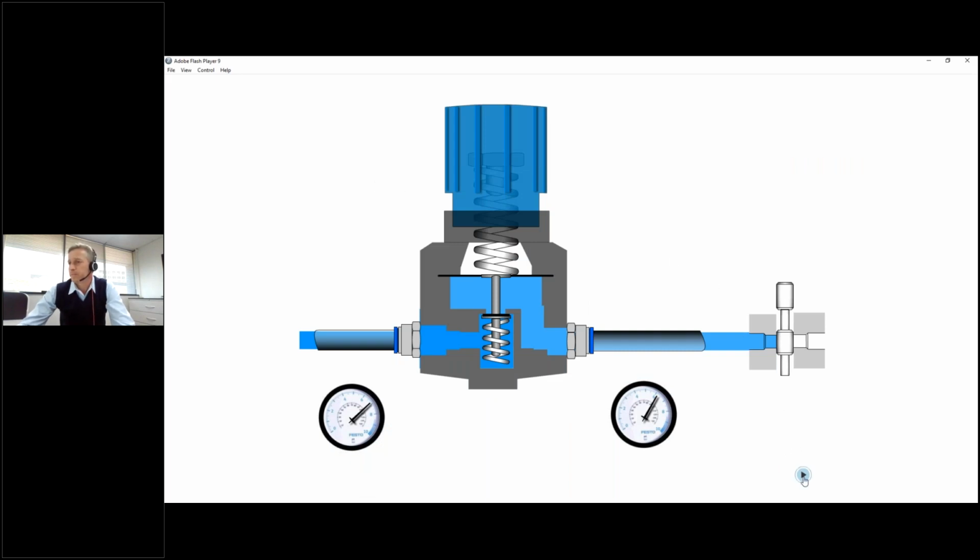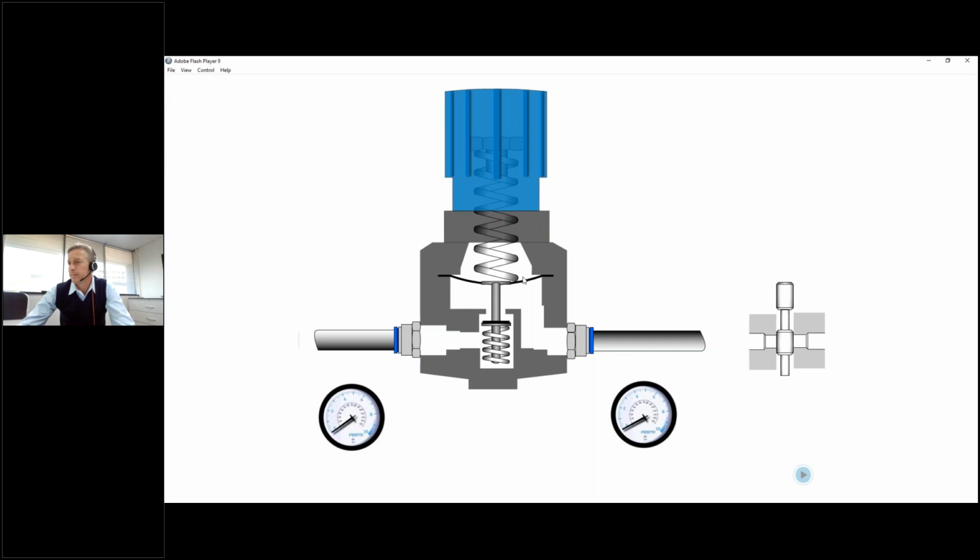As we can see, there's the diaphragm. It's being pushed down by the spring. If we open up the supply pressure, it pushes up against the diaphragm. The diaphragm closes this little port over here, and we are at our set line pressure. When we open this valve, the air will be used, and the diaphragm will be pushed down by the spring.